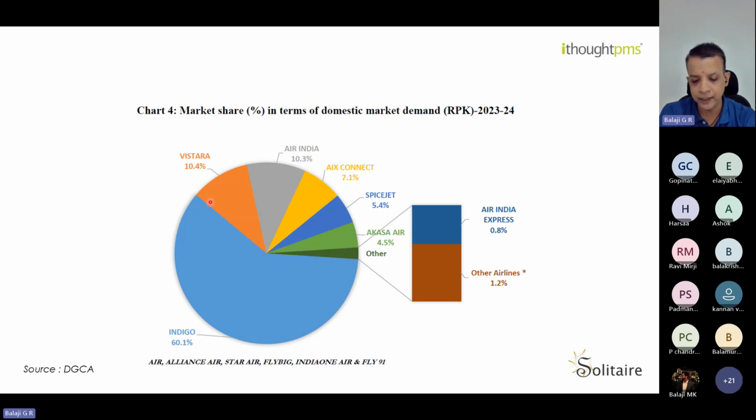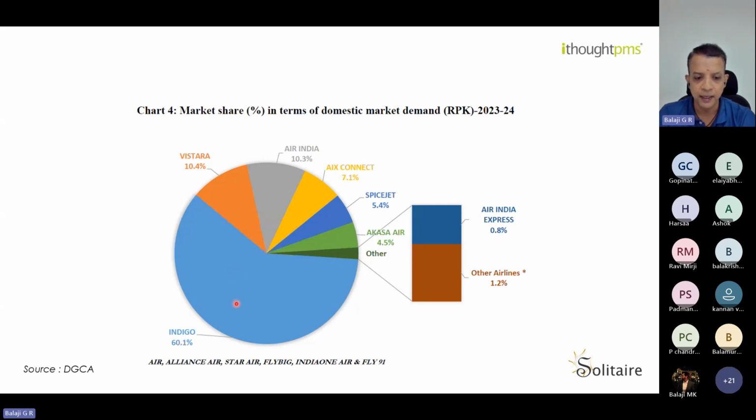So a player who is ready to capture the demand perfectly resulted in a gain in market share. If you look at Indigo, even though it's a free market, you hardly see any industry where one player commands close to 60% market share. Then you have other players like Vistara 10, Air India 10, Axe Connect 7, SpiceJet 5.4. You have this number. I'll share what the September number is, which is even more dismal. And obviously Akasa, which is a new airline with 4.5%, and others.